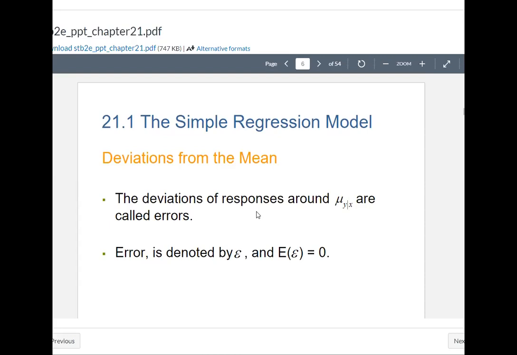So since the left-hand side of this equation, our response, is always an estimation, it's not an exact number, there's always error involved. So we call these errors residuals, and these residuals should have certain properties. One of those properties is that on average, the expected value of these residuals should be 0.